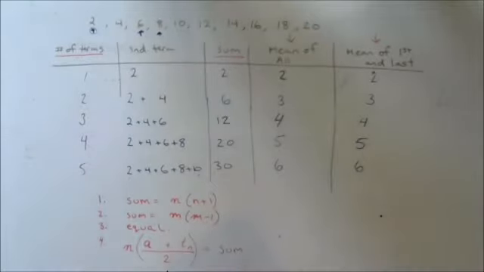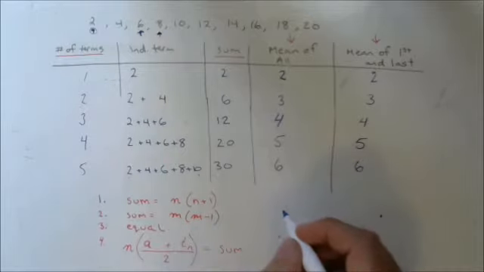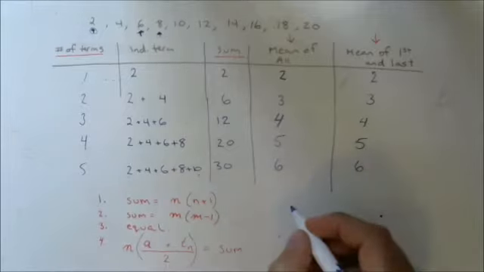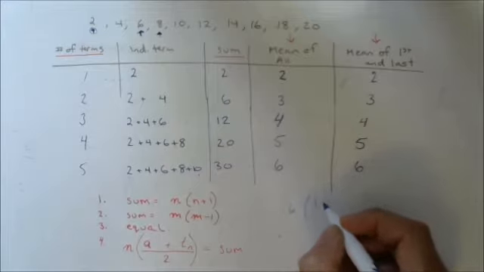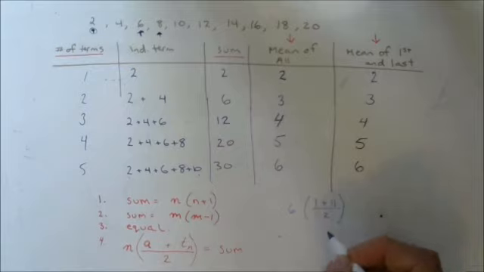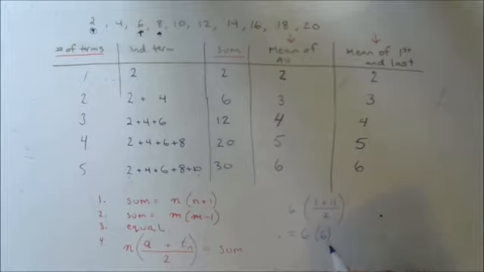So let's go and apply what we know to this new sequence. We've got 1 plus 3 plus 5 plus 7 plus 9 plus 11. How many terms are there? There are 6 terms. So n is 6. The first term is 1. The last term is 11. I'm going to divide that by 2. And what I should get is the sum. So here we have 6. Here we have 12 over 2, that's 6.